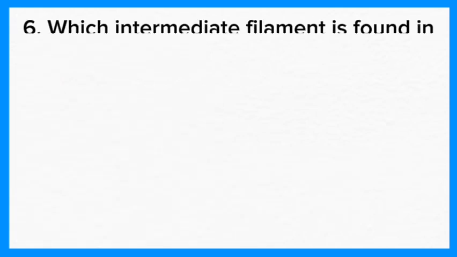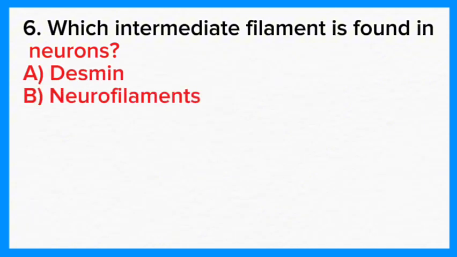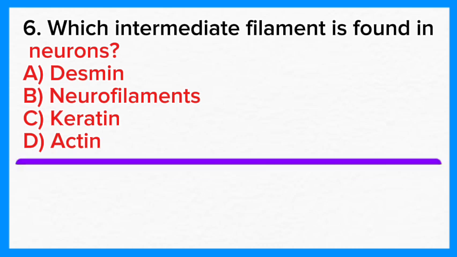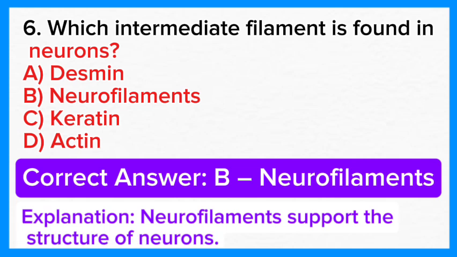6. Which intermediate filament is found in neurons? A. Desmin, B. Neurofilaments, C. Keratin, D. Actin. Correct answer, B. Neurofilaments. Explanation: neurofilaments support the structure of neurons.